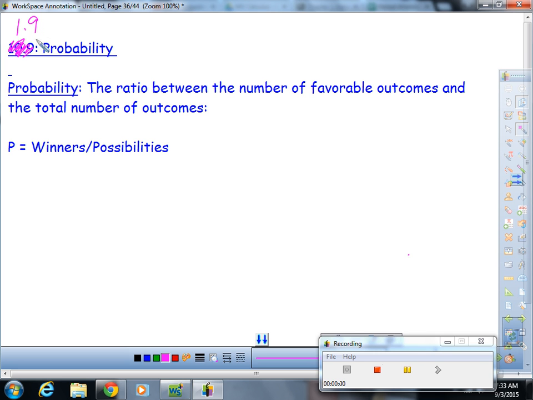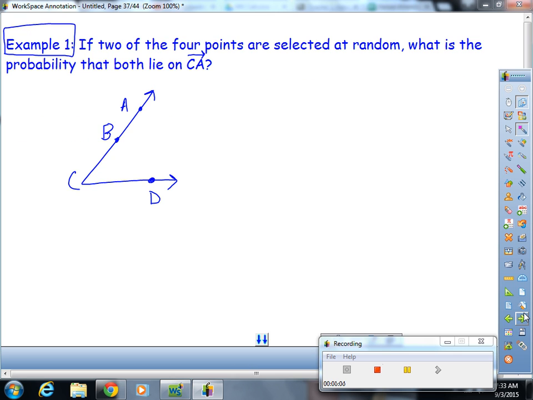Alright, so probability is the ratio between the number of favorable outcomes and the total number of outcomes, or it's winners over total possibilities. You guys are going to have to do these the long way. It's just the best way to do them, okay? Eventually we might be able to talk in the second semester about faster probability rules, but these are just too complex. So we're going to do 3 examples. They're going to get more difficult as we go.